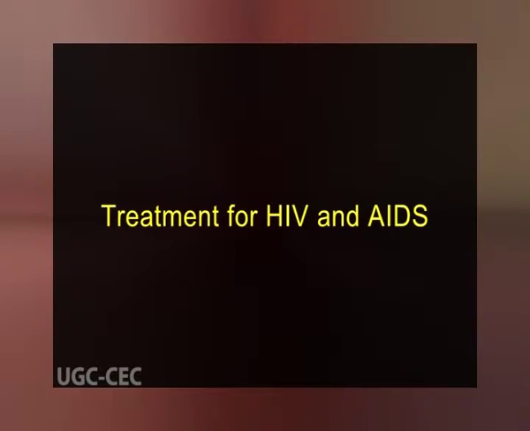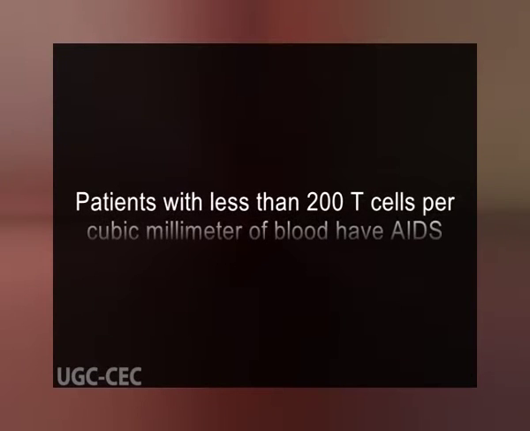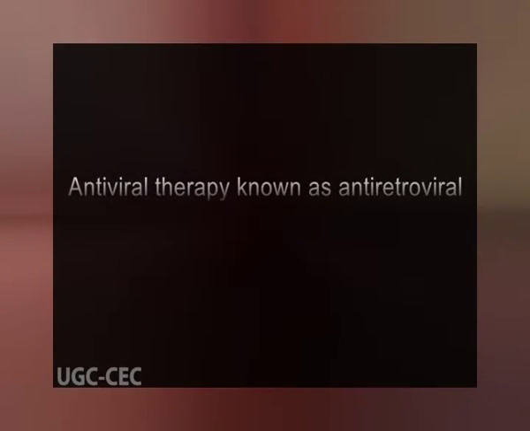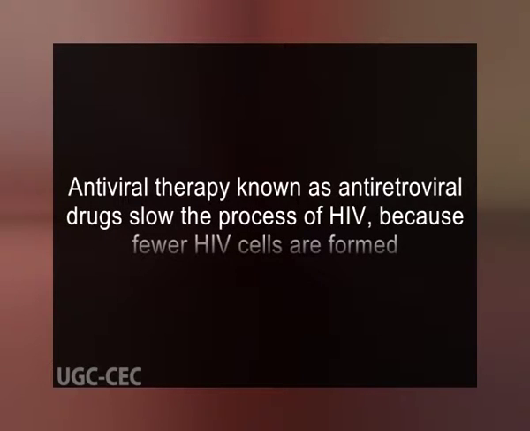Now, treatment for HIV and AIDS. Blood tests for the presence of T cells. According to the Centers for Disease Control, patients with less than 200 T cells per cubic millimeter of blood have AIDS. With proper treatment, most infected patients can lead relatively normal lives for many years. Even with the onset of AIDS, symptoms can be greatly diminished by treatment. Antiviral therapy, known as antiretroviral drugs, slows the process of HIV because fewer HIV cells are formed.